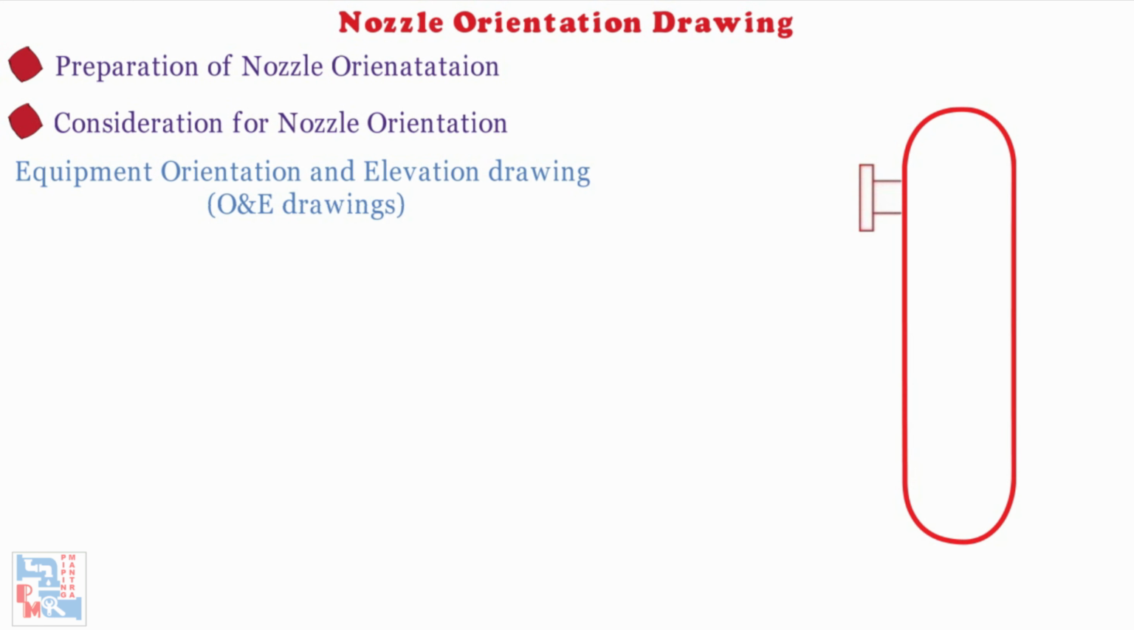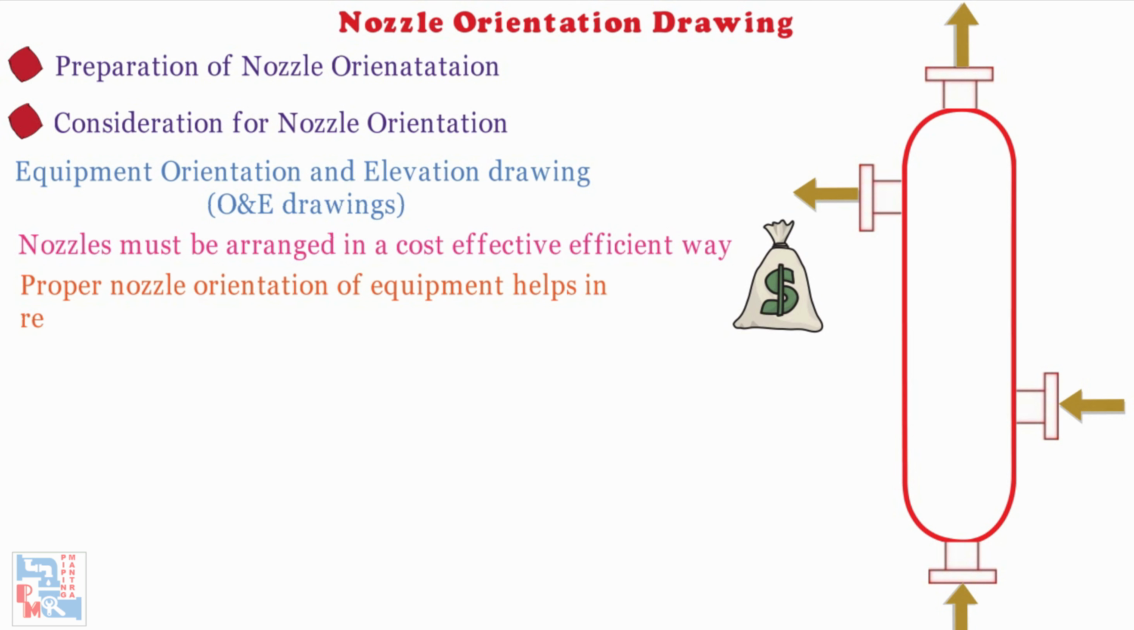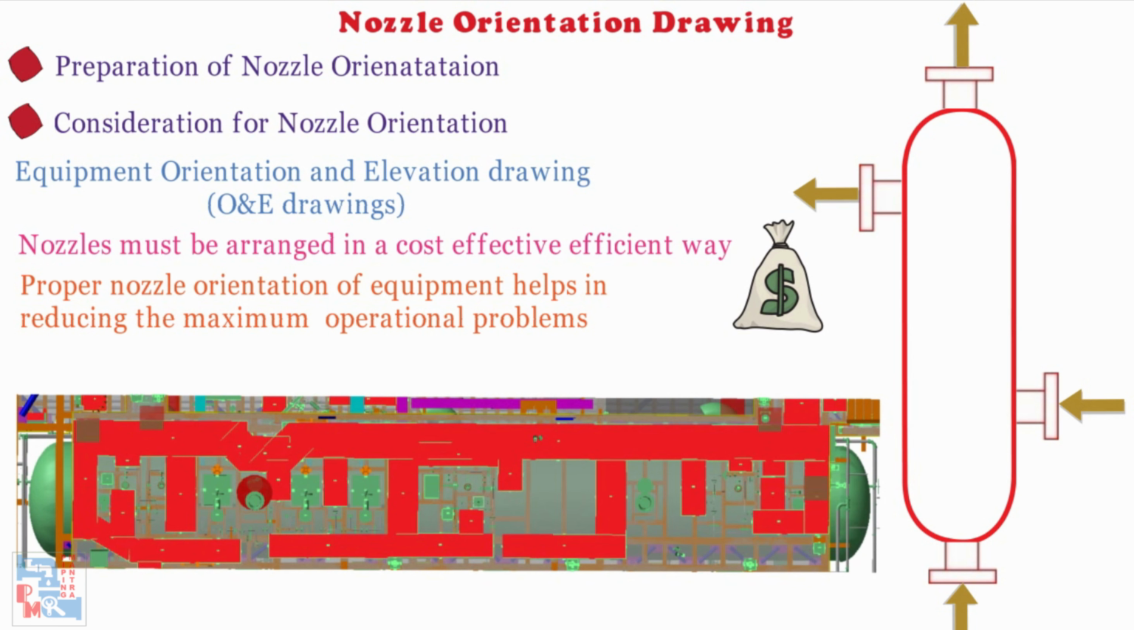Each equipment has several nozzles to allow the flow of fluid. All these nozzles must be arranged in a cost-effective, efficient way such that they work smoothly without overloading the nozzle connections during operation. Proper nozzle orientation of equipment helps in reducing the operational problems. Good nozzle orientation is thus one of the most important activities in the piping layout and design stage. So, without wasting any time, let's get to it.